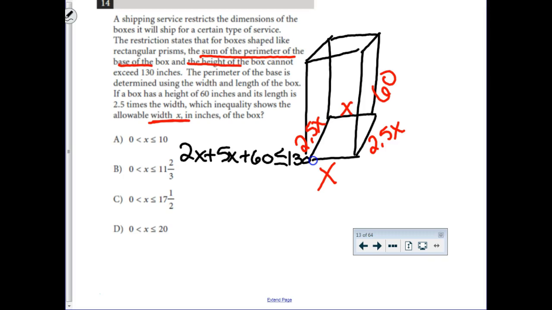Keep solving. So we have 7x here? I'm going to subtract the 30 over. Oh, this is like your lucky day, guys. Divide by 7. X has to be less than or equal to 10. But notice they have these weird sandwich inequalities over here. Because if you think about this logistically, you can't have a negative width of a box. So they said, well, you can't go beyond 0 either. So A is your answer.